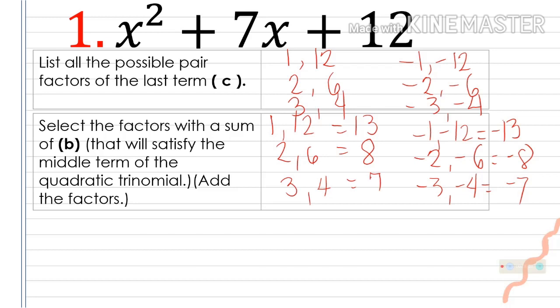So, it says you are going to select factors with the sum of b. Therefore, we have the value of b, which is 7.